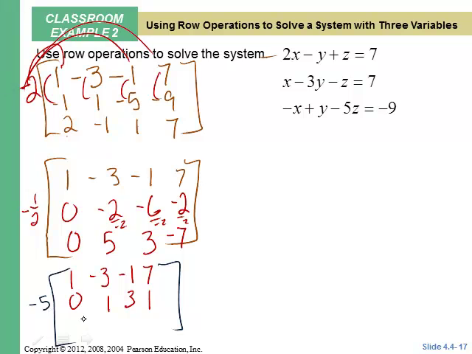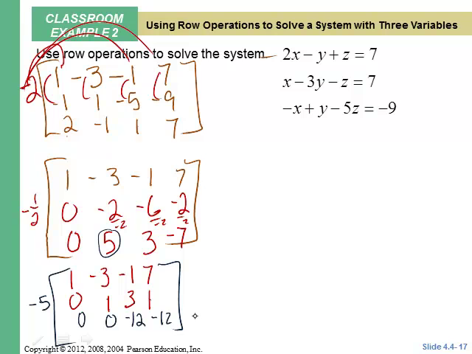0 times negative 5 plus 0 is 0. Negative 5 times 1 is negative 5. Add 5 is 0. Negative 5 times 3 is negative 15. Add 3 is negative 12. Negative 5 times 1 is negative 5 minus 7 is negative 12.